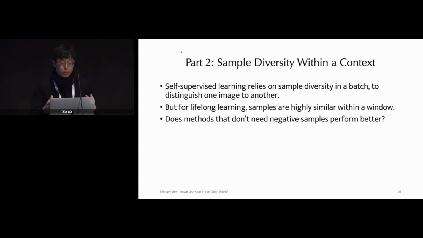So next I'm going to dive a little bit more into these results in terms of the comparison with self-supervised learning, with the goal of understanding the sample diversity within the context. Self-supervised learning typically relies on sample diversity in a batch, so that we can distinguish one image from another image. But for lifelong learning, samples are typically from highly similar windows of these videos. So the question here is, do the self-supervised methods do well in these environments? Do methods that don't require negative samples perform better?